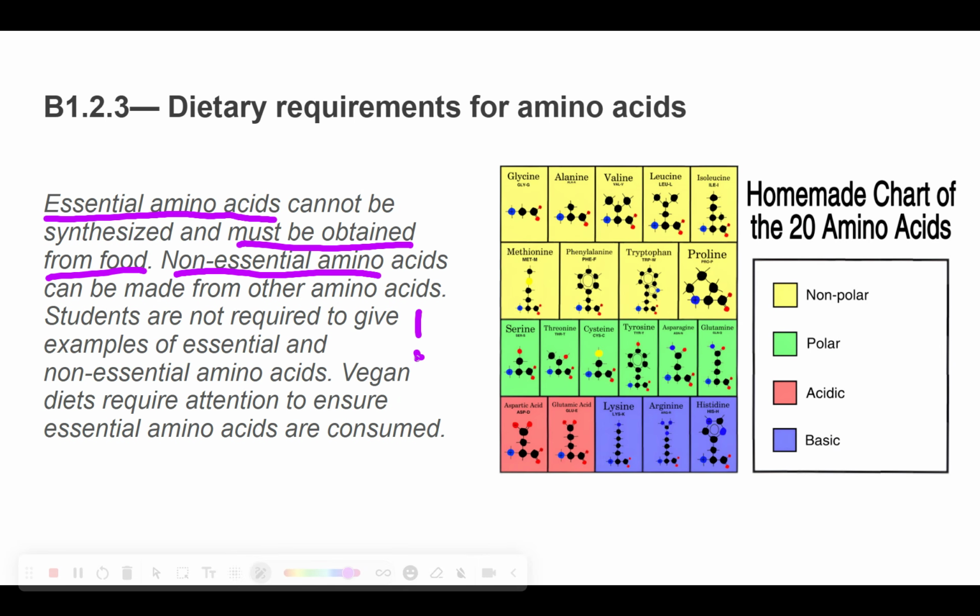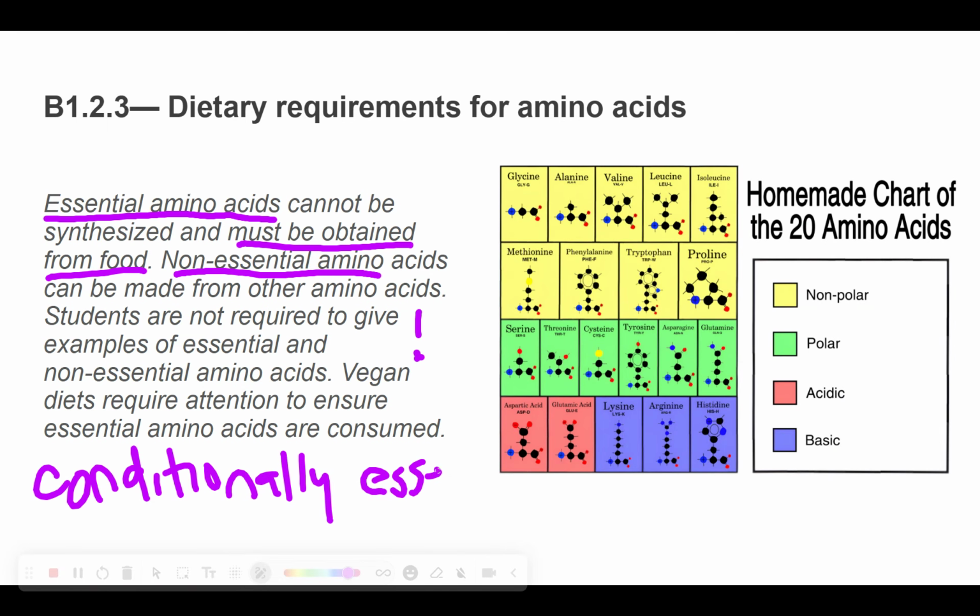Something that the IB leaves out, but that I think is sort of interesting, is the idea of conditionally essential amino acids. And that is when, in times of illness, there are some amino acids that become essential because your body isn't able to synthesize them fast enough to produce all of the amino acids that you need.